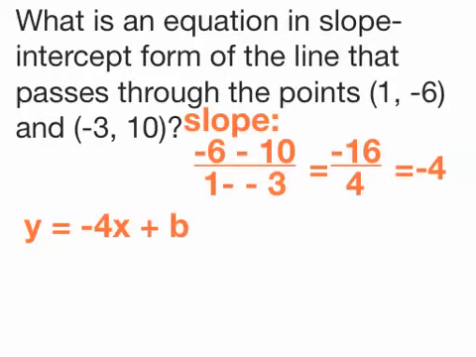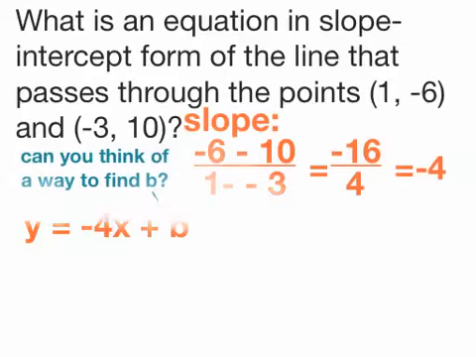Notice the other values are y and x. So do you see, or can you think of a way to find b? In order to find b, I would need numbers to plug in for y and x. Well, if you look, I've actually been given 2 ordered pairs. So you just need to choose one.